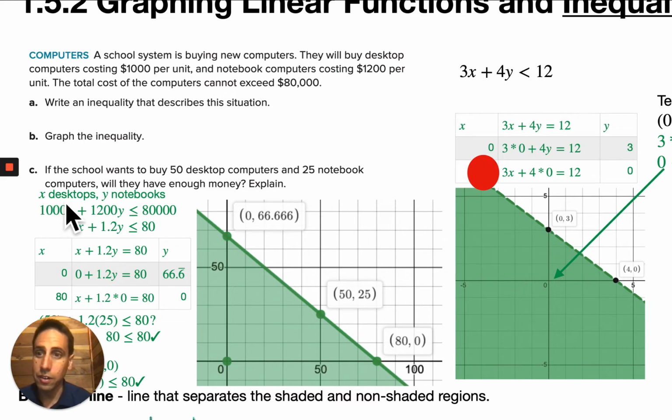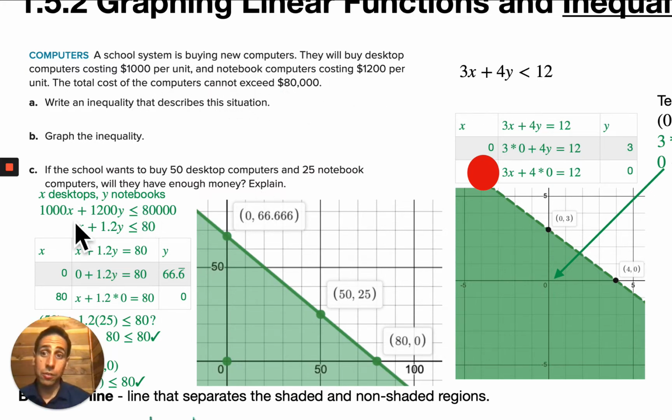So X is going to represent here the number of desktop computers that you buy, and the Y is going to represent the number of notebooks. That's what we don't know. We don't know how many we're going to buy. So let's attach a letter from the alphabet to the things we don't know and the quantities we're looking to establish. For the sake of space, I didn't write down some of my knowns, like $1,000 per unit, and $1,200 per unit, and cannot exceed 80,000.